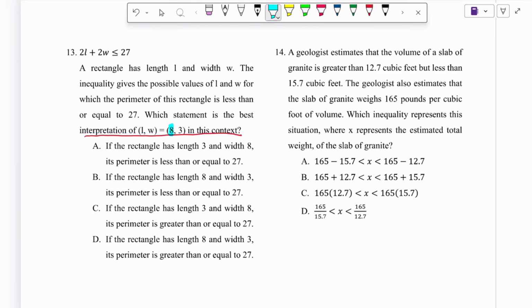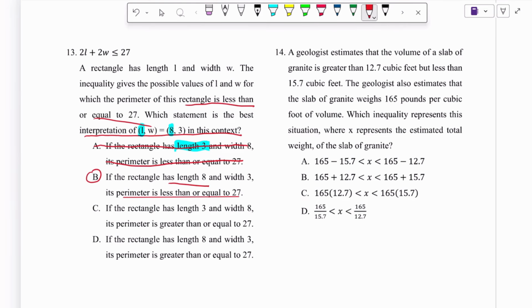A looks like it works, but L is length. Notice how they said the length is 3 here. You have to be very careful about this. A sounded like it was the correct answer, but it is not because it is identified with the wrong numerical value. If the rectangle has a length of 8, that makes sense, and a width of 3, its perimeter is less than or equal to 27. I'm leaning towards B.